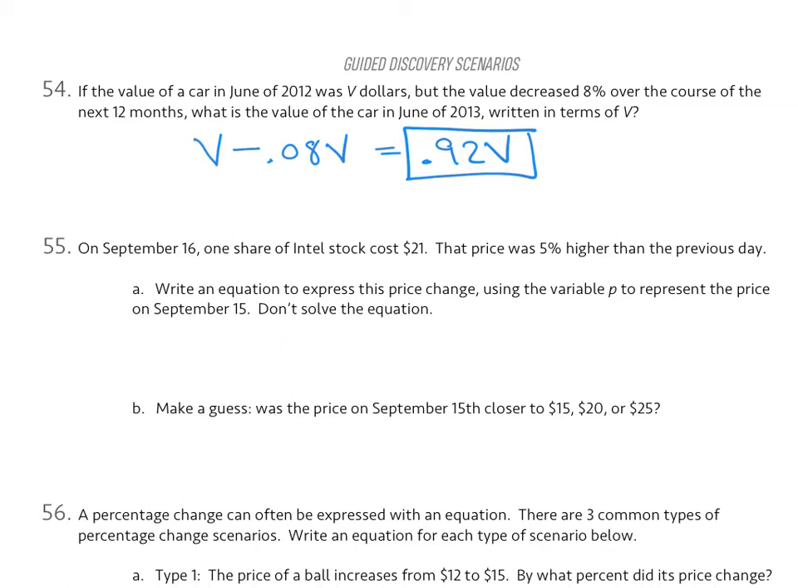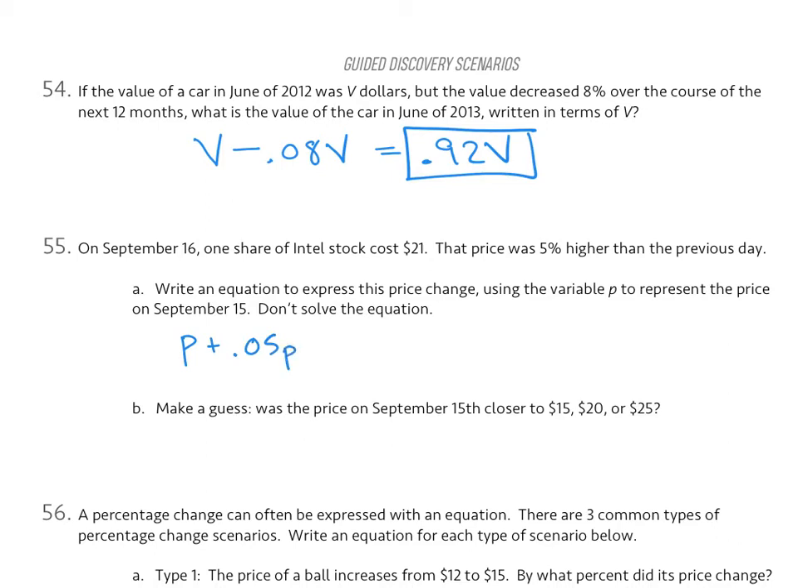55. On September 16th, one share of Intel stock cost $21. That price was 5% higher than the previous day. Write an equation to express this price change using the variable P to represent the price on September 15th. The starting price is P, and that price goes up by 5%.